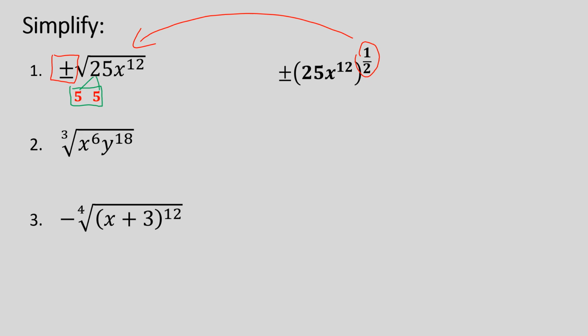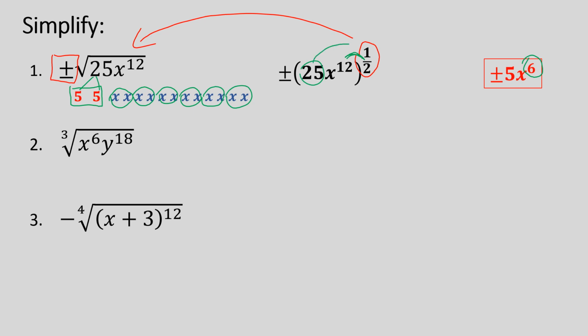Let's do the same thing with these x's. Since it's x to the 12th, that means we have 12 x's, and every pair of x's moves to 1 x on the outside. So if we look at it this way, we have 6 pairs of x's, which means we're going to have x to the 6th power outside that square root, nothing left on the inside. If we treated it as an exponent rule problem, we would multiply those exponents, x to the 12th raised to the 1/2 power, gives us x to the 6th. 25 to the 1/2 power is square rooted. Square root of 25 is 5. Keep that plus minus out front.